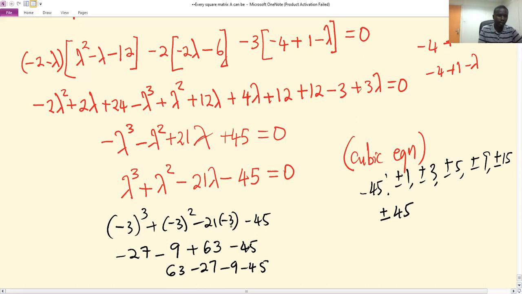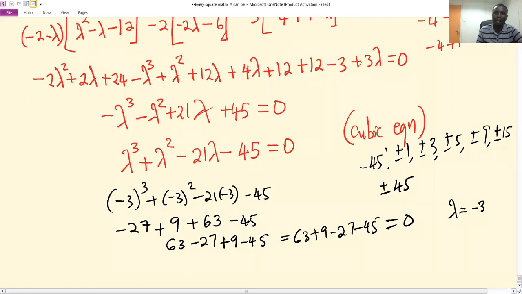So this is minus 3 times minus 21, that's 63. So minus 3 raised to power 3, that's minus 27. And then minus 3 squared is 9. So this sign is plus. So which is the same as 63 plus 9 minus 27 minus 45. This gives you 0. So which means lambda equals minus 3 is a root of this equation.